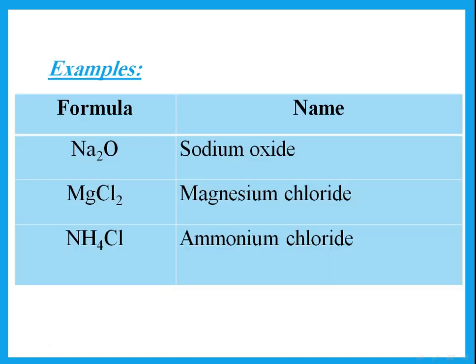So for example, if I want to write the formula of sodium oxide. Sodium oxide means sodium and oxygen. The valency of sodium is 1, so I don't write any numbers under the oxygen. The valency of oxygen is 2, so you put a 2 under the sodium. Magnesium chloride, MgCl. The valency of magnesium is 2. I put it under the Cl. Ammonium chloride, and so on.